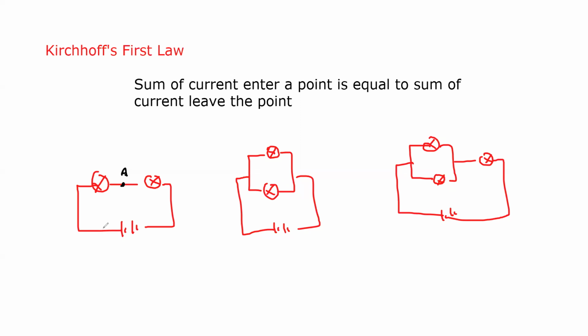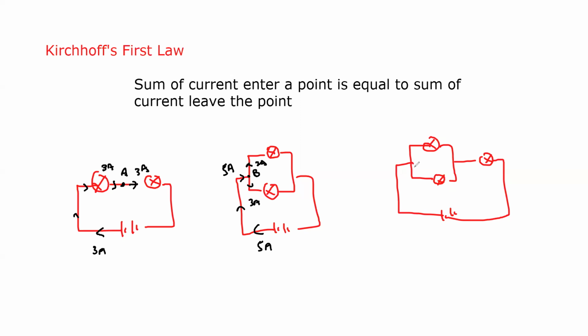For example, from the battery 3 ampere enters. So how much current will pass through point A? 3 ampere. And how much current will leave the point? Also 3 ampere. Same way, if I take point B here, and there's a current of 5 ampere, how much current enters this point? 5 ampere. How much current leaves this point? It will also be 5 ampere.